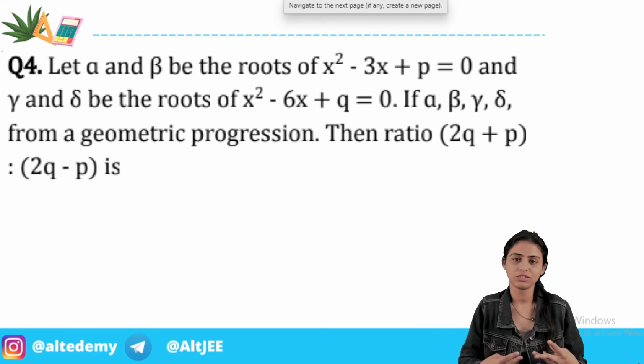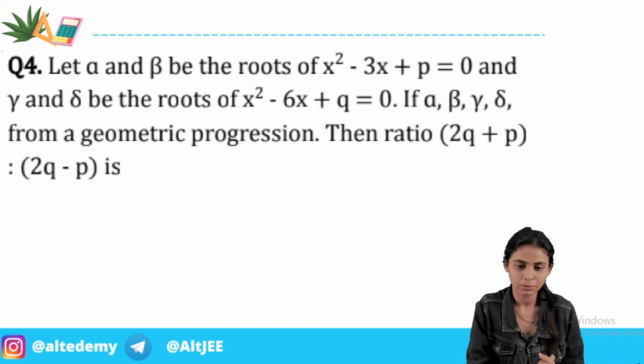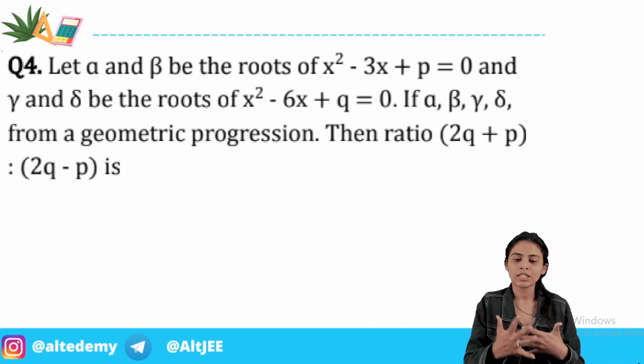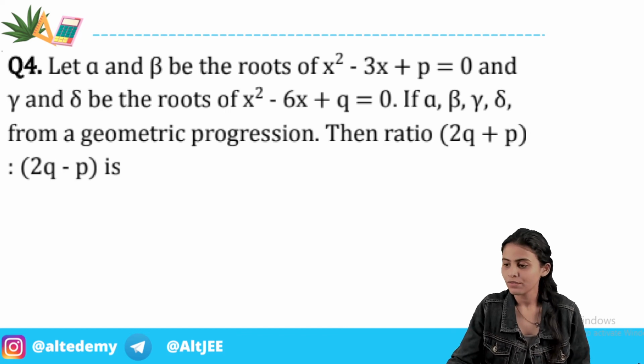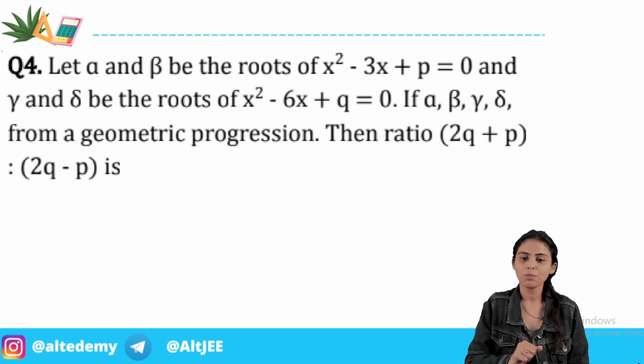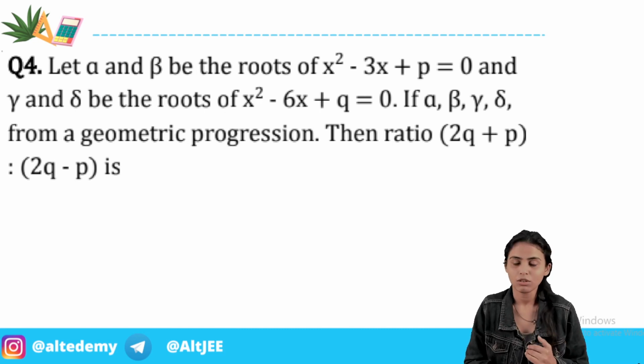We have two equations. We have different roots for both equations, but it is given there is a GP in between. So you will use this GP term in your question and then you will apply it there, and from that you can find out the ratio. Okay, so you will find out the ratio from this, and I hope you're going to find it very easy. So this is also a 2020 question.